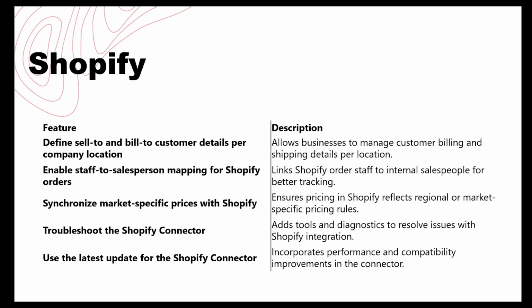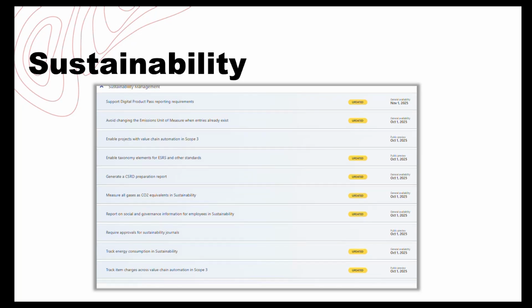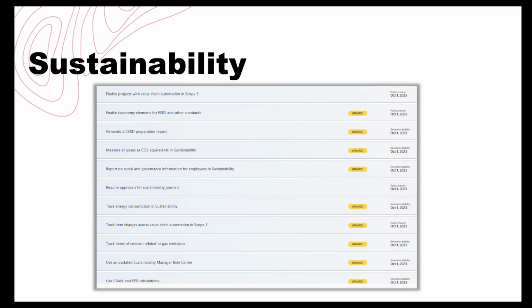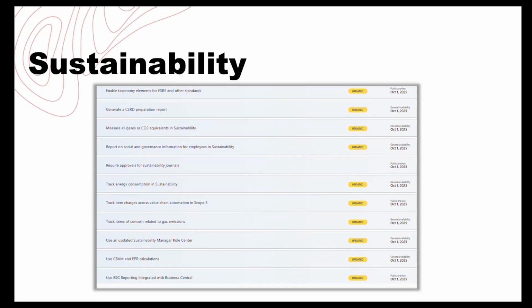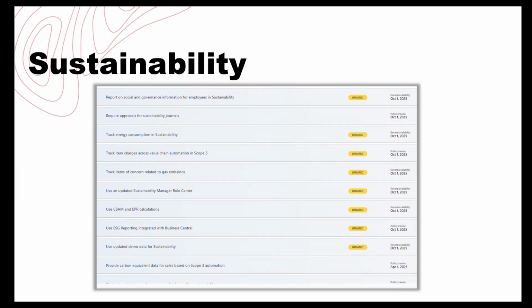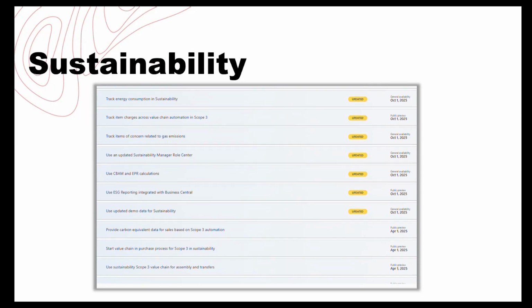I have to say this version was the version of sustainability. This by far had the most new features. So you see, you have to scroll down to see them all, from generating CSRD reports or measuring gases, CO2 equivalents, with typical European CBAM, EPR calculation, ESG reporting, and so forth.